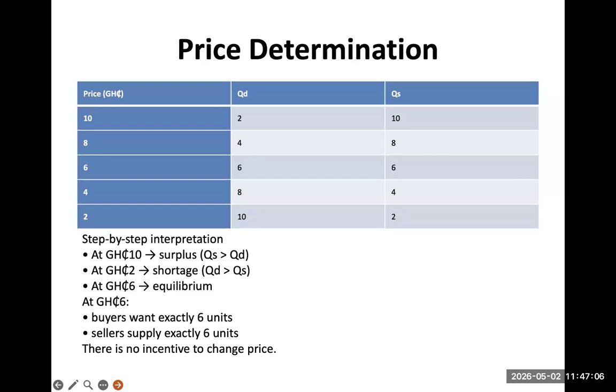Based on this table, at the price of 10, the quantity demanded was 2. The quantity supplied was 10. When the price fell to 8, the quantity demanded was 4. The quantity supplied was 8. At the price of 6 Ghana cedis, the quantity demanded was 6. The quantity supplied was 6. When the price fell to 4, the quantity demanded was 8.